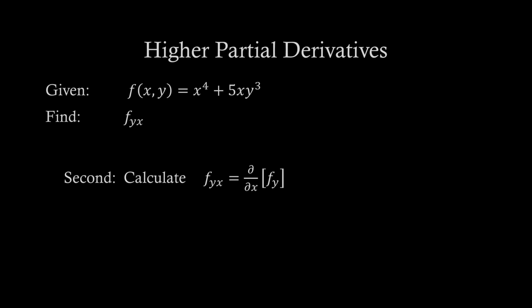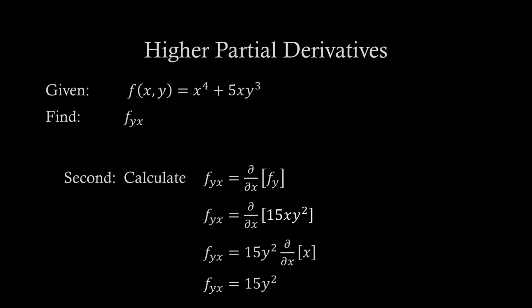Again, we're taking the partial with respect to x of that partial with respect to y, plug in our function, and again, we're looking at this derivative with respect to x, so that means anything that's not an x is a constant that can be factored, which means I'm factoring the 15 and the y squared, and then I'm just taking the derivative with respect to x of x. But the derivative with respect to x of x is just going to be 1, which really isn't going to change anything. So my second partial derivative here is going to be 15y squared.